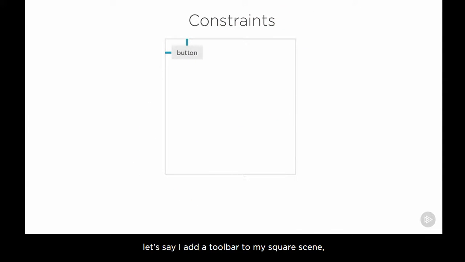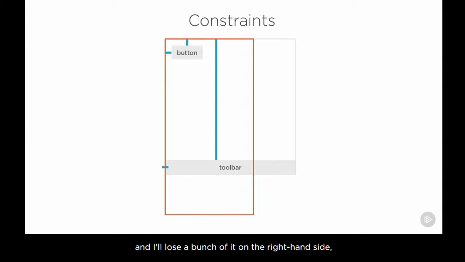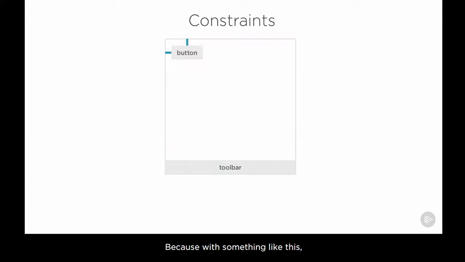But, on the other hand, let's say I add a toolbar to my square scene, and I want it at the bottom, and I want it to always fill the available width. Well, I can't just create the same kind of constraint, because if I do constrain it to the left and to the top, then when we view this in portrait, it's going to be halfway up the screen, and I'll lose a bunch of it on the right-hand side. And switching to landscape mode, I'll lose the entire toolbar because it's pushed too far off the bottom. Because with something like this, I don't want constraints to the left and the top. I want constraints to lock it to the bottom of the container view and to lock its left and right edges, its leading edge and its trailing edge, to the left and right edges of the container.